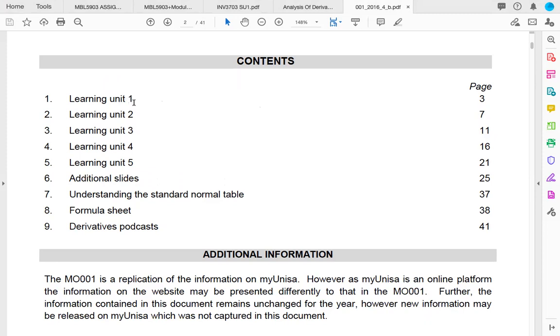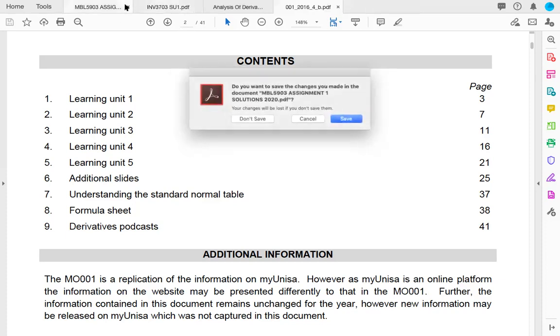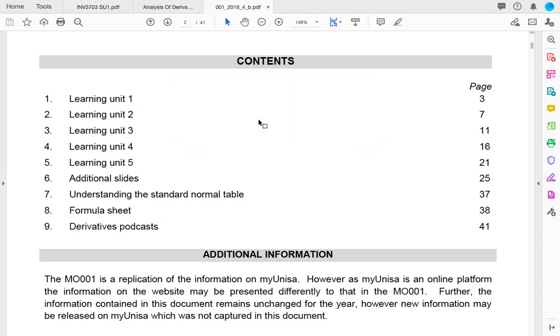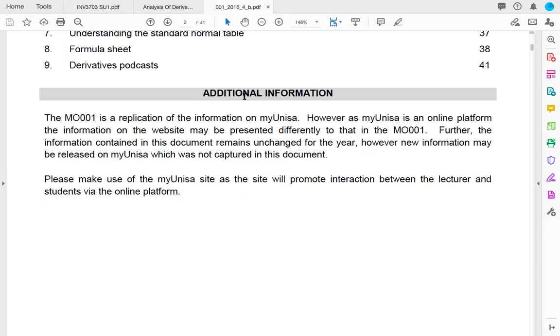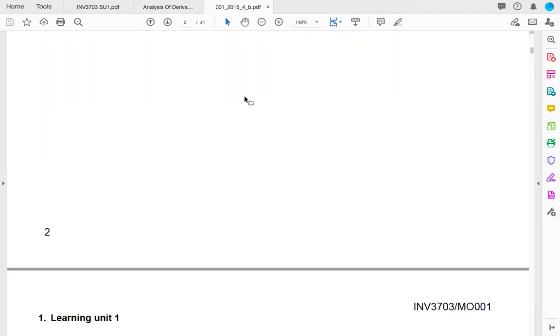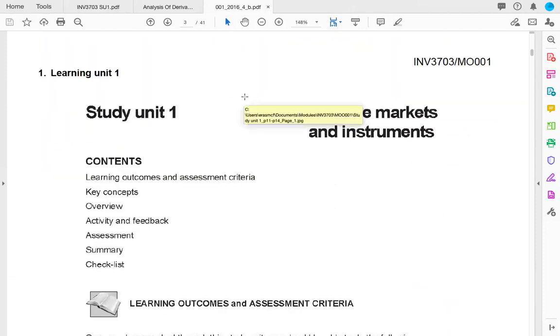But the most important thing about this module is, number one, you need to know your theory behind the concepts. And number two, you need to be very, and I emphasize very, good with your calculator. You need to be good with calculations. You shouldn't be someone who tends to make mistakes when it comes to basic calculations, right? If you get that right, you should be fine.